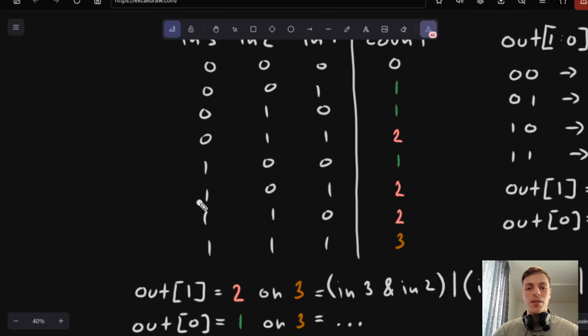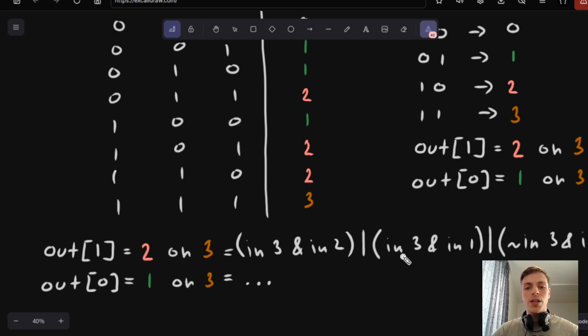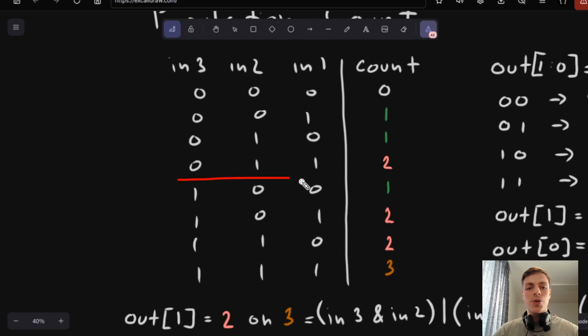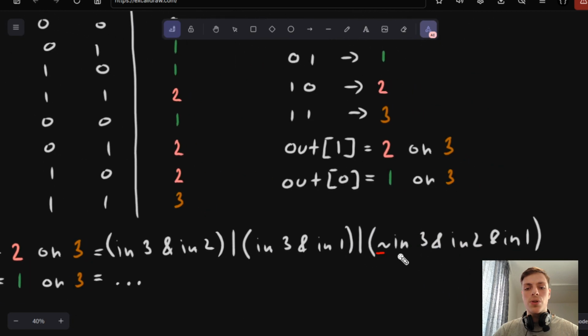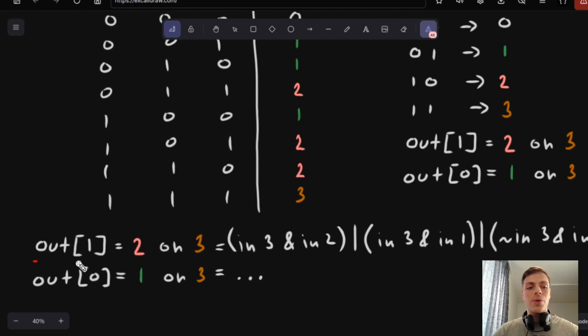The same in this row and this row. Here you can see in3 and in1 are identical, but in2 changes. So we can get rid of in2 and we can write in3 and in1. And in this row, we can't use reduction. So we will have to write the whole function, and that's not in3 and in2 and in1. And that will be our output 1.